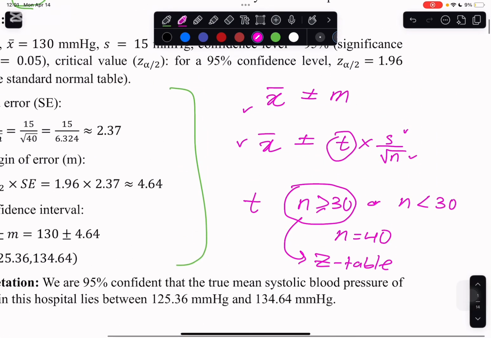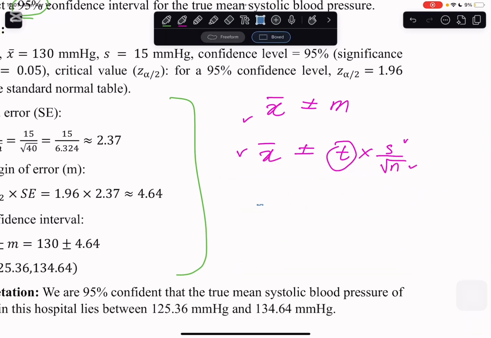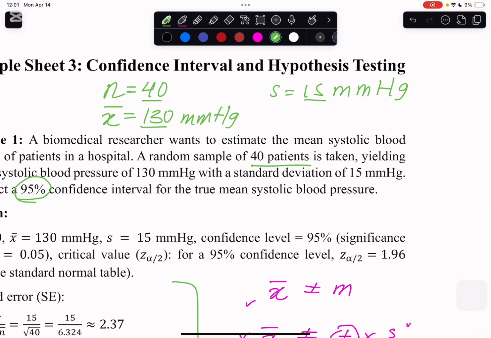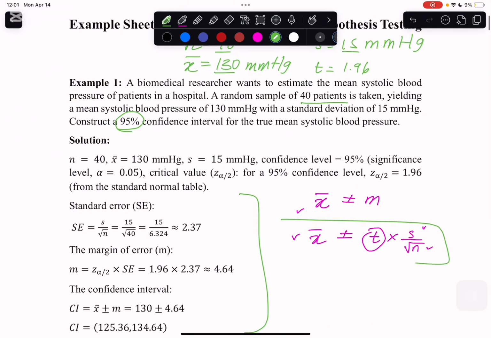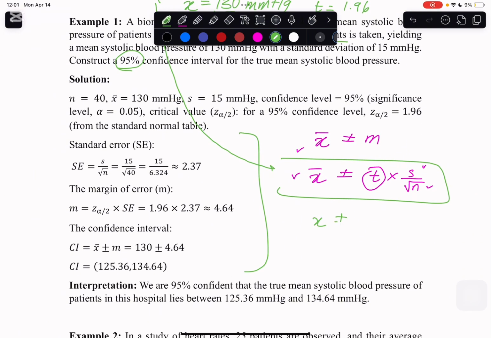I'm going to go back to the question. Okay, so we have the x bar. The x bar came out 130. We have the n. We have the s. We need the t, right? The t came out to be 1.96. And simply we have this equation. What we're going to do is we have all the numbers, we're just going to take them and plug them in. We get x bar plus minus 4.64. Okay, this 130 is the x bar. 130 plus minus 4.64. This is equal to 130 plus 4.64 and 130 minus 4.64.